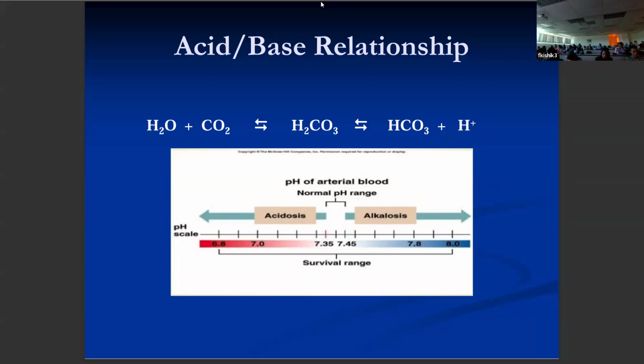You drop your pH from 7.35 to 7.0, you could die. It's not a lot. Right? It's 0.35. It's nothing. You go from 7.0 to 6.8, good chance you're going to die. It's not tolerated very well at all. So we start people on bicarb at 7.1. We don't mess around with it, right? Because they don't tolerate it well.